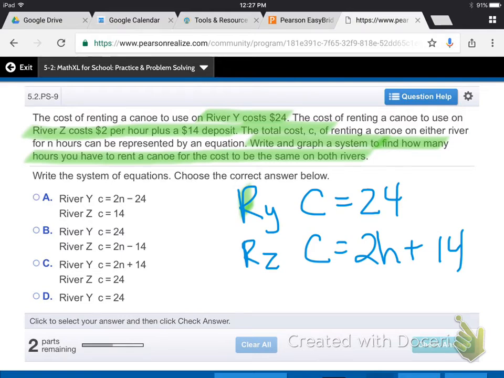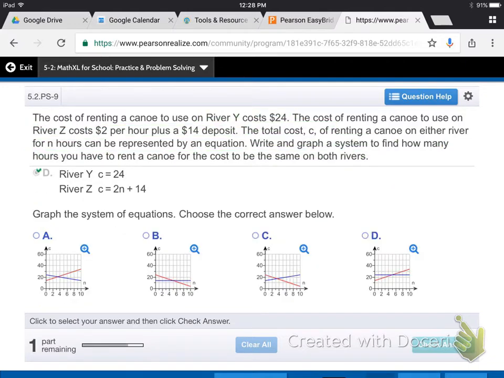Okay? So what does that look like? Which one do you think it is? Take a minute to look at that. I think it actually might be D, but it's cut off. Yeah, it was choice D.